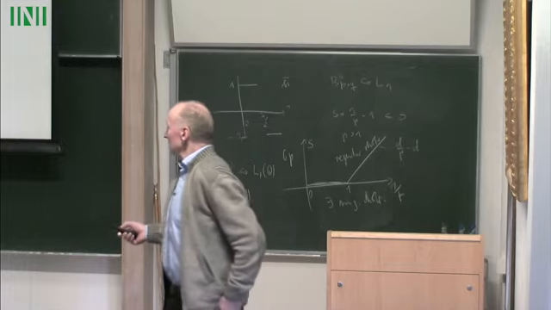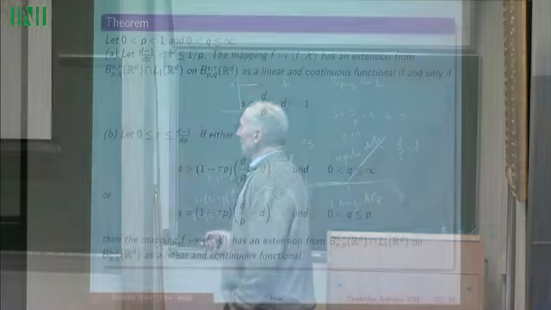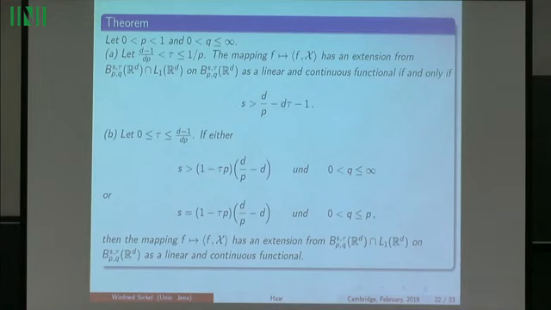By the way, this embedding result is due to Haroske and Triebel in 2013. It's, in my opinion, a highly non-trivial fact. So the counterexamples we have constructed are counterexamples using characterizations of those spaces in terms of sufficiently smooth Daubechies wavelets.